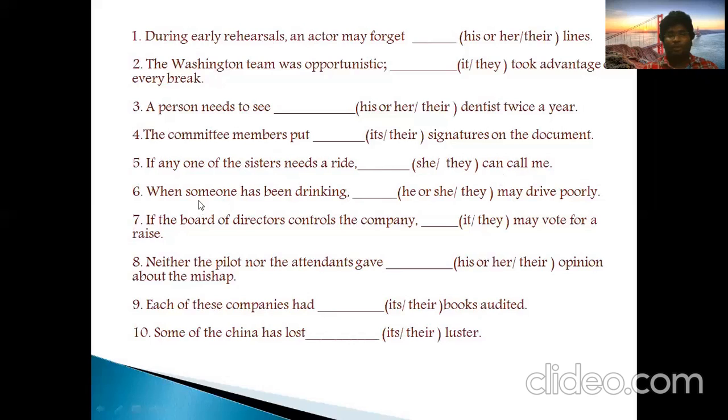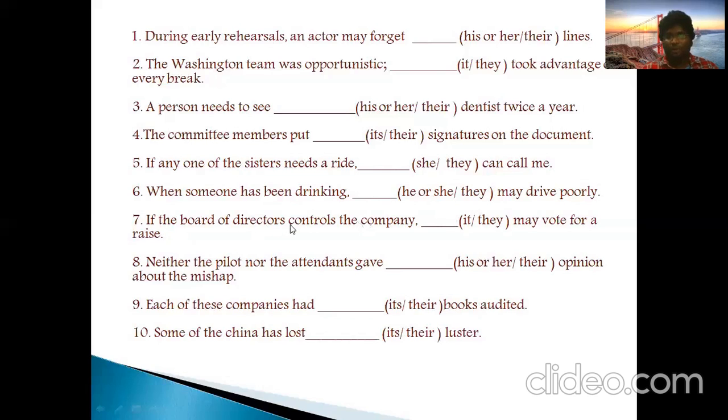And next one: when someone has been drinking, dash may drive poorly. Which one are you going for? Right, right. If I'm not mistaken, you people are going to pick up the right answer. So when someone has been drinking, as you said, he or she may drive poorly. That is how it has to be.